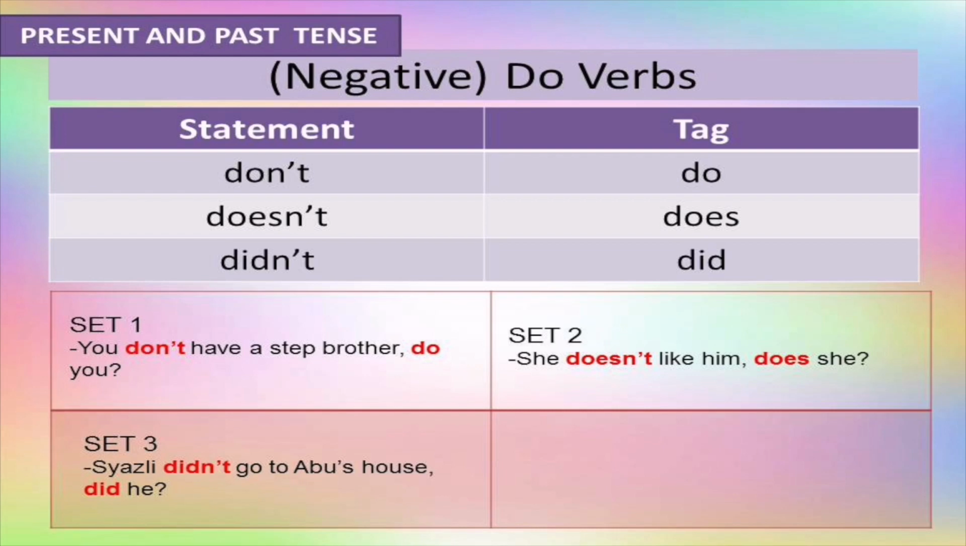This is for singular. What about for plural? Let's look at the sentence. Shazli and Shima didn't go to Abu's house, did they? You still use did. And negative statement followed by positive question tags.